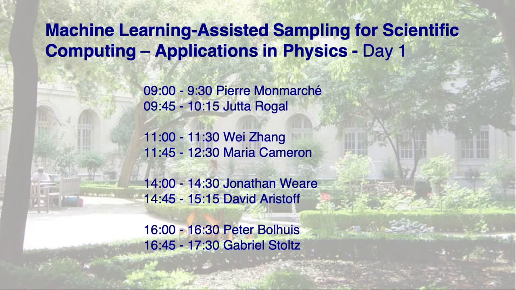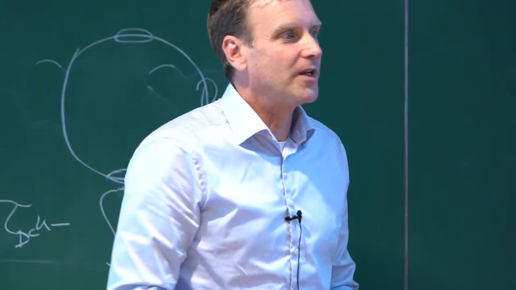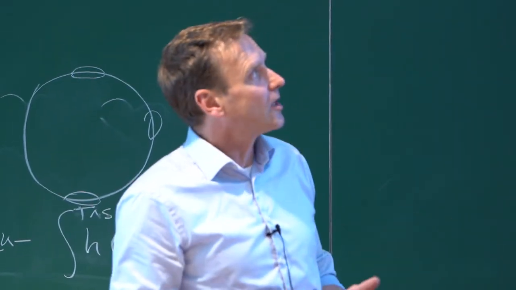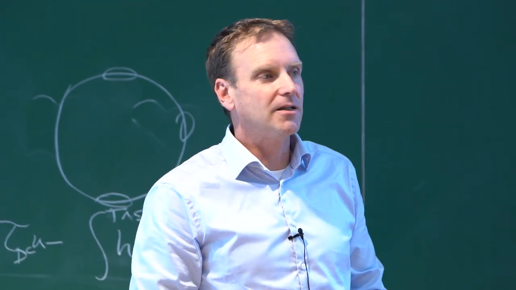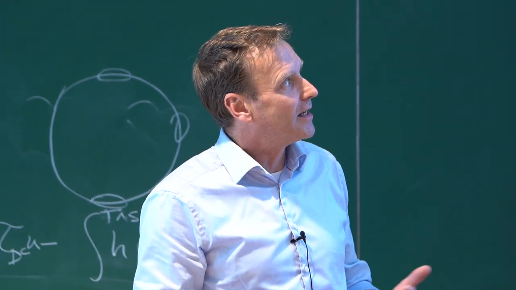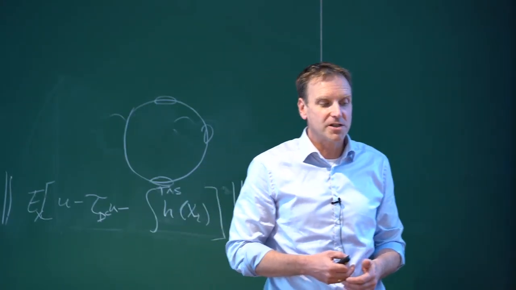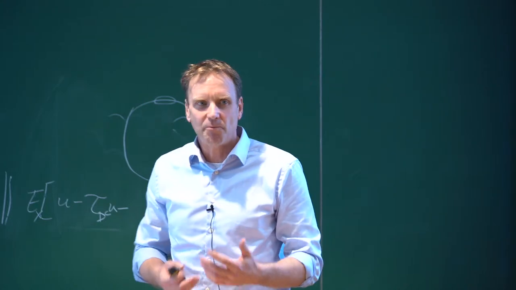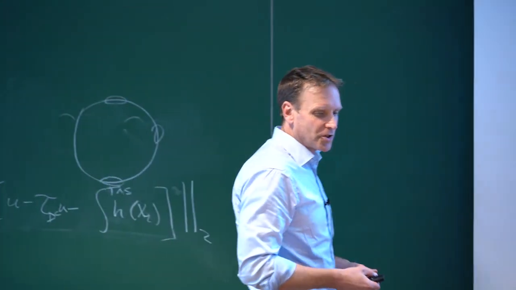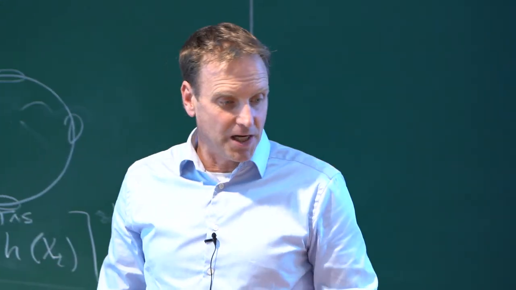Okay. So, welcome back to the last session of the day. And we are welcoming Peter Bolhuis now, who is going to talk about learning the reaction coordinates for activated processes in complex molecular systems. Please. All right. Thanks for the introduction, and also thanks for the invitation to this already very nice workshop. So I'm going to touch upon many issues that have already been discussed. So we try to understand rare events in complex molecular systems, and we use things like trajectory sampling, committor function concepts, and also machine learning, obviously.